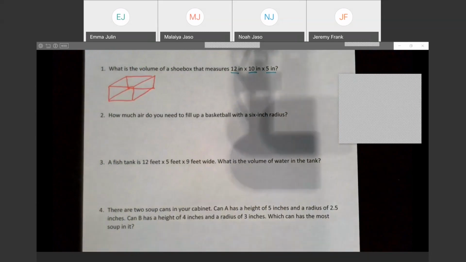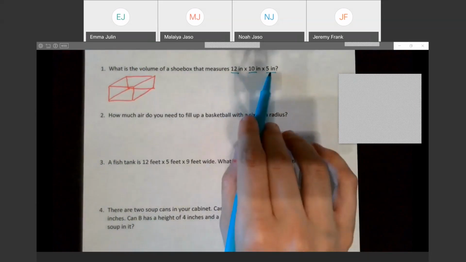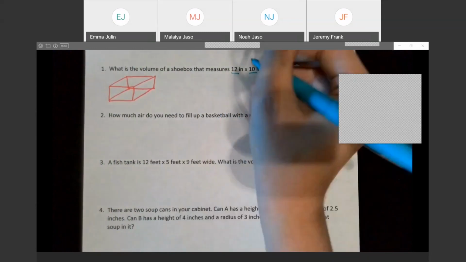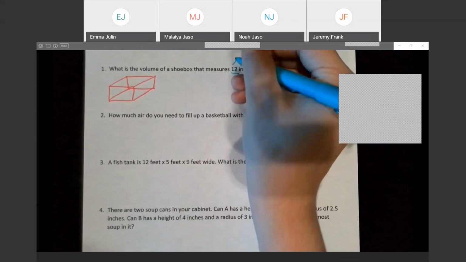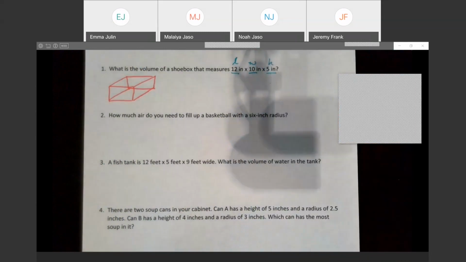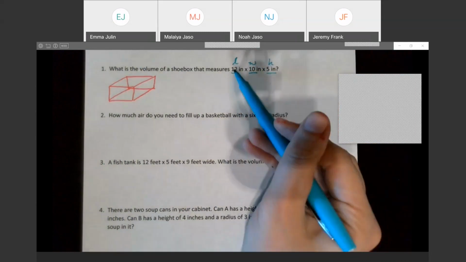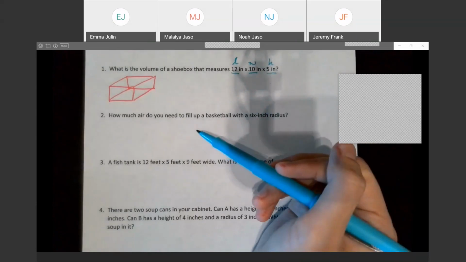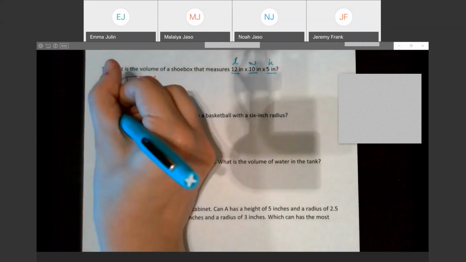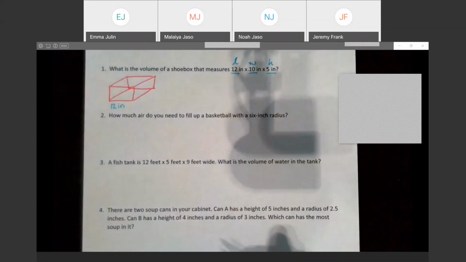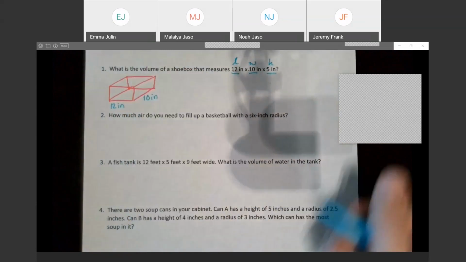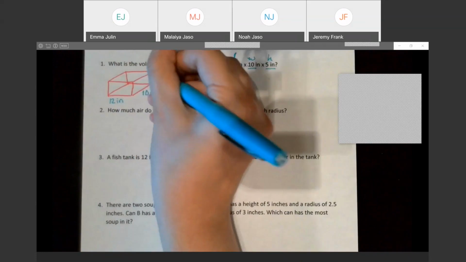In the next step, we have all these measurements. Well, all these measurements actually represent something. This represents your length, this represents your width, and this represents your height. So these all represent something very specific about the shoebox. This is telling me that my shoebox is 12 inches long. This is telling me that it's about 10 inches wide. And that my shoebox has a height of about 5 inches.